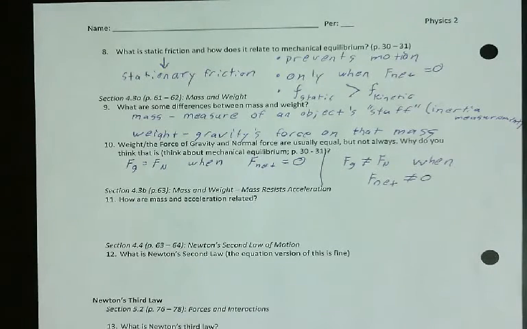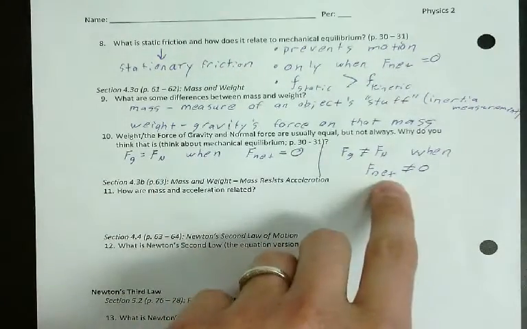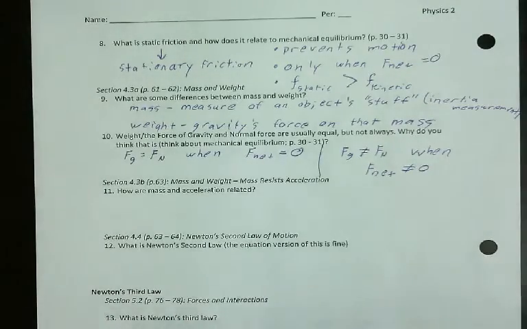Thanks. All right, so that's kind of an example to think about with that. So when the net force is zero, they're equal. When the net force is not zero, they're not equal. And I'm talking about vertical net force. You could have a horizontal net force. Basically, it's when gravity and normal don't balance out with each other.